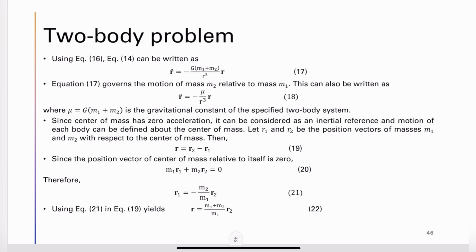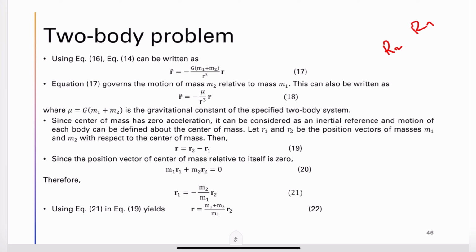Okay, since the center of mass has zero acceleration, it can be considered as an inertial reference, and the motion of each body can be defined about the center of mass. So we can find the motion of the body about the center of mass. See, r2 and r1 are the position vectors with respect to the origin. Now what we are going to do is find the same motion of the object with respect to the center of mass, so we are going to use the position vectors with respect to the center of mass.